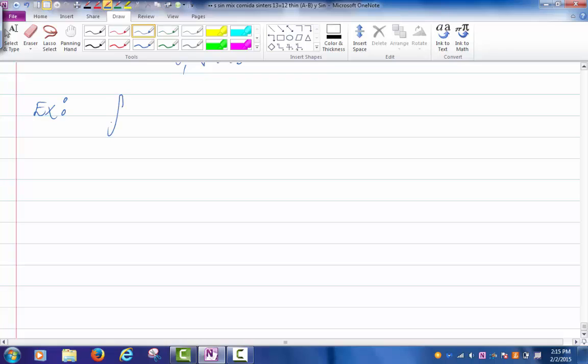Let's say I have the integral from 1 up to infinity of sine of x plus 3 divided by root x dx. All right, same question, convergent or divergent? How do you feel? Divergent. Why?